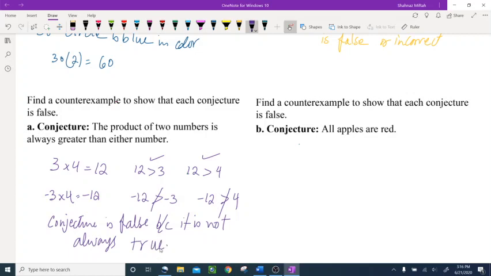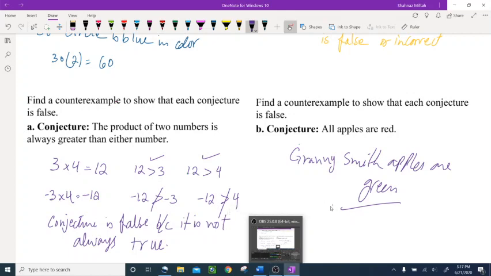Okay, let's do part B of it. Find a counterexample to show that each conjecture is false. All apples are red. I think simply find one apple that is not red. For example, Granny Smith apples are green. So that's not all the apples. The conjecture is false, it's incorrect. So that is false when they said that all apples are red.